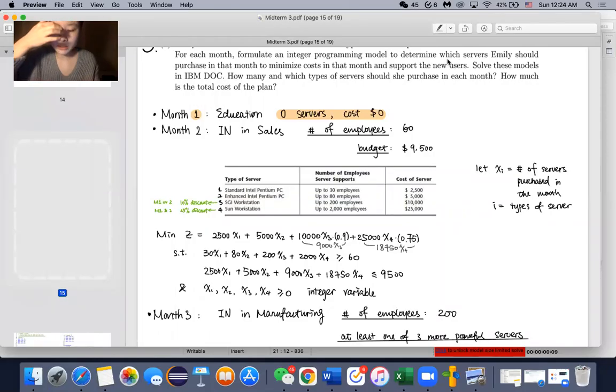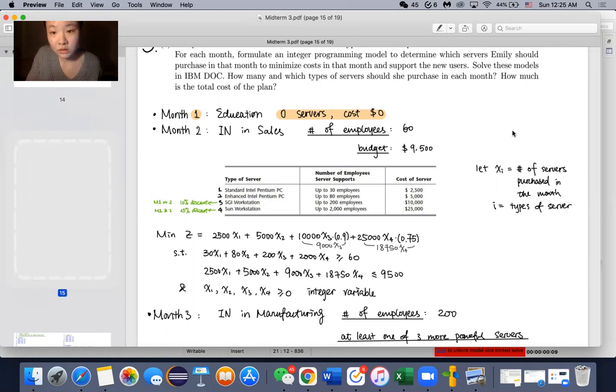there's also a table providing the timeline and the requirements chart. So the first month is the education of this internet, so there's no server that needs to be purchased in the first month, and in the second month, the server needs to support every employee in the sales department, and the third month for the manufacturing department, and the fourth month for the warehouse department, and the last, month 5, for the marketing department.